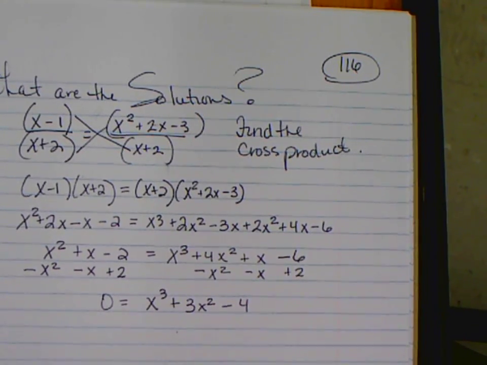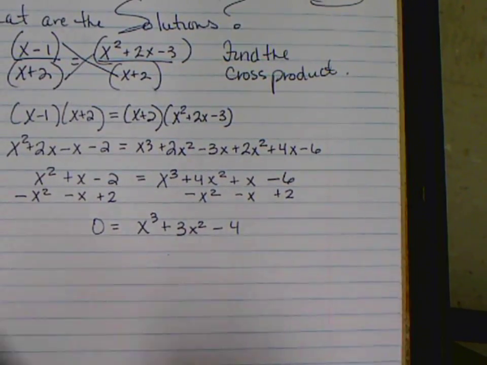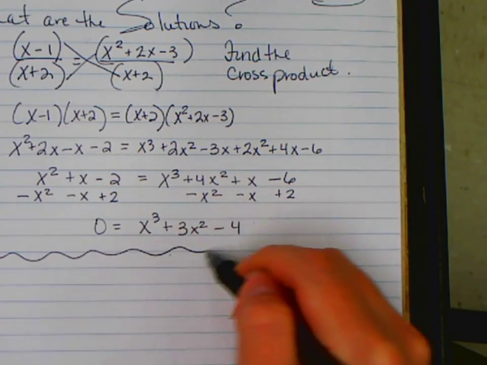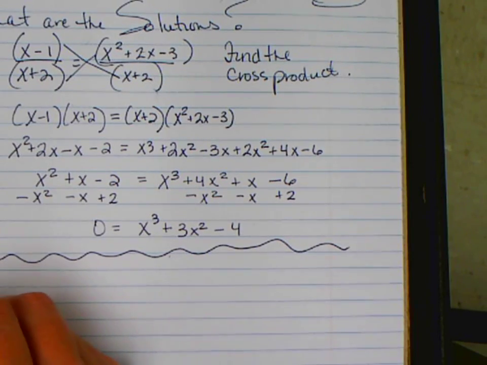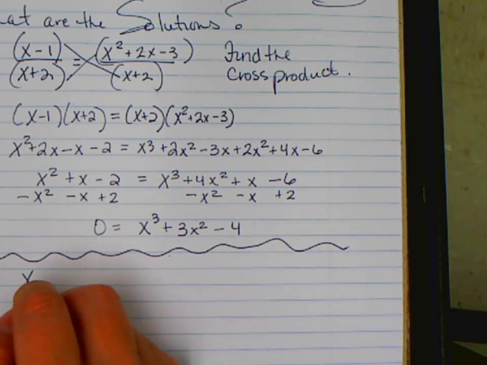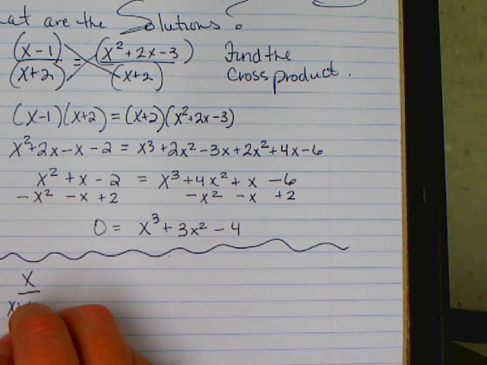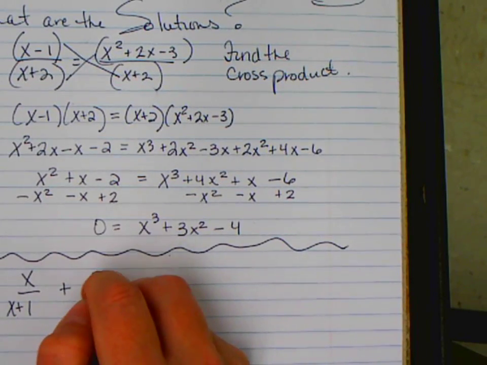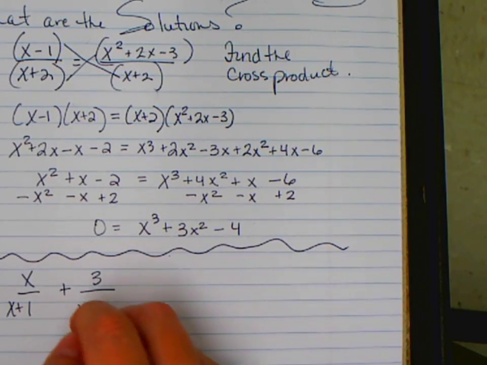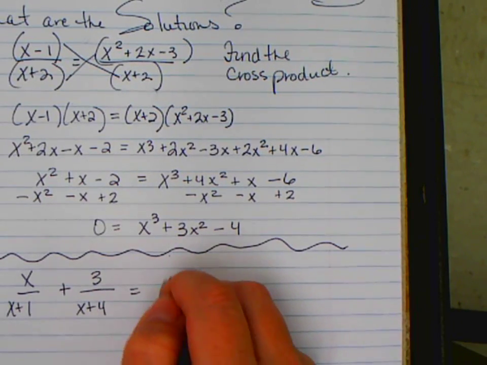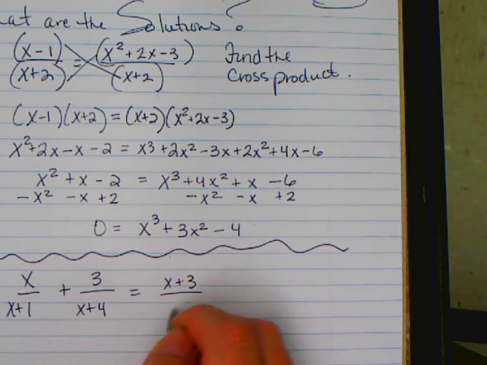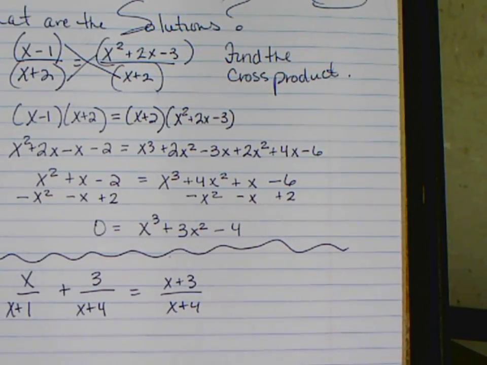Okay, let's look at another one where we're going to clear the fractions. x over x plus 1, plus 3 divided by x plus 4, equals x plus 3 over x plus 4. Y'all see that?